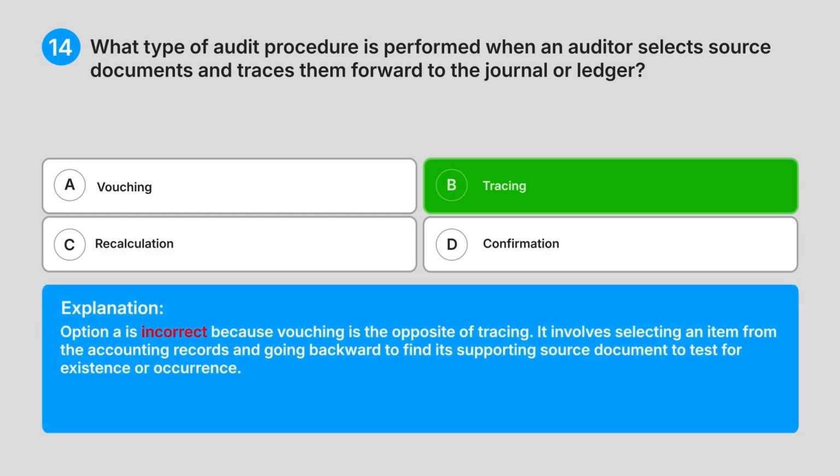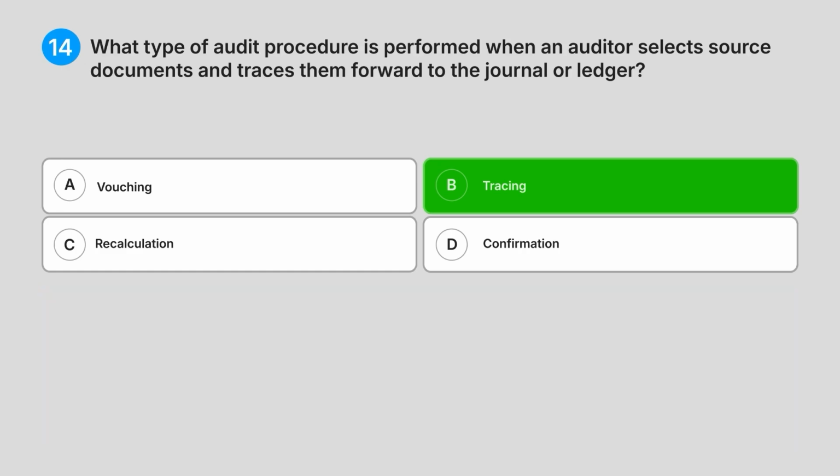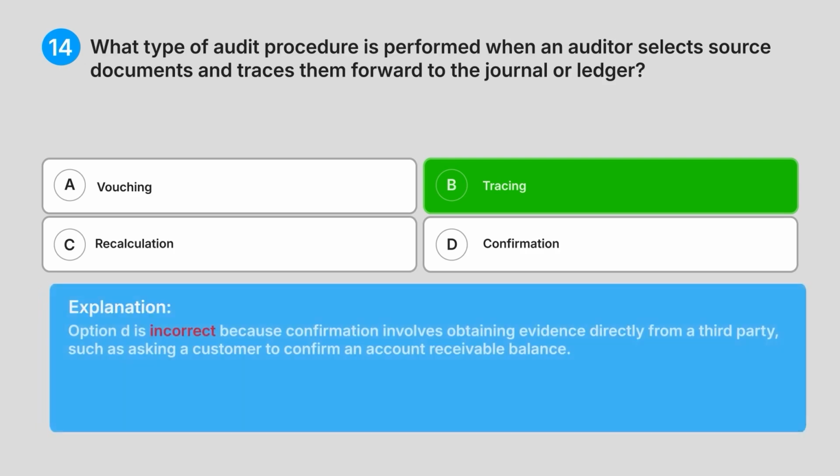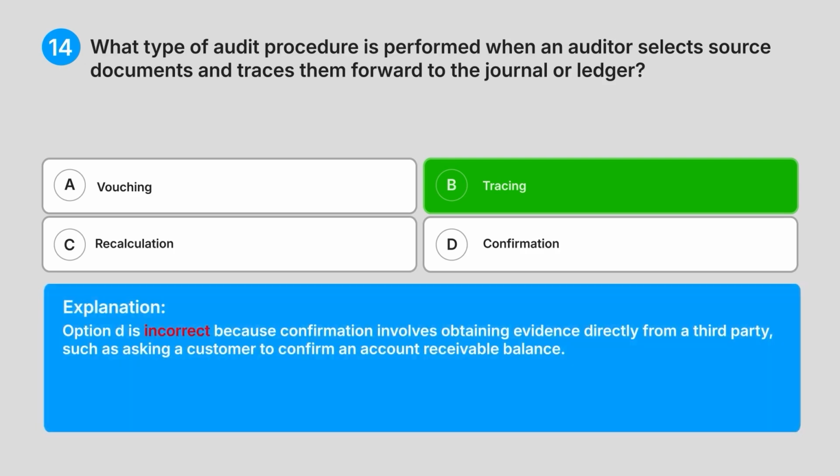Option A is incorrect because vouching is the opposite of tracing. It involves selecting an item from the accounting records and going backward to find its supporting source document to test for existence or occurrence. Option C is incorrect because recalculation involves checking the mathematical accuracy of documents or records. Option D is incorrect because confirmation involves obtaining evidence directly from a third party, such as asking a customer to confirm an account receivable balance.